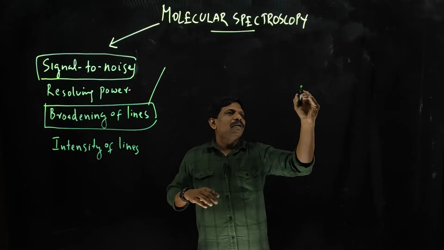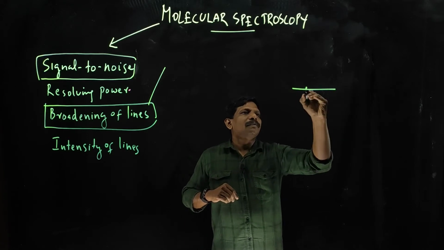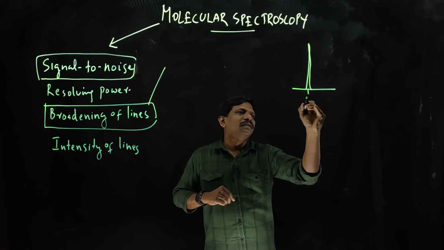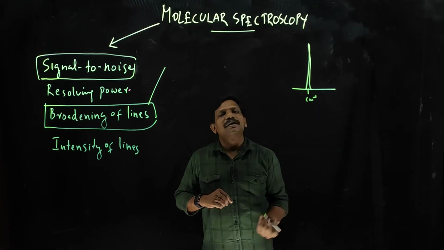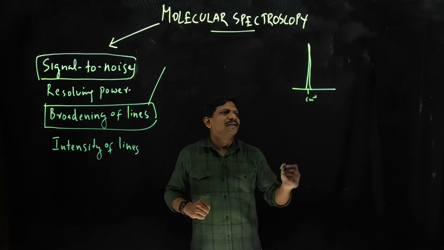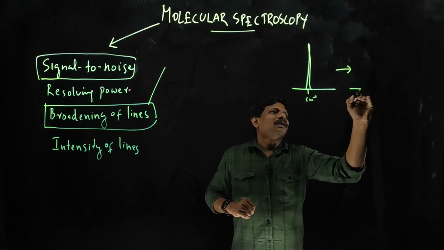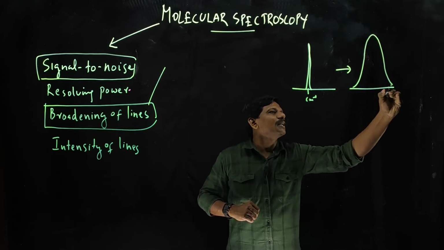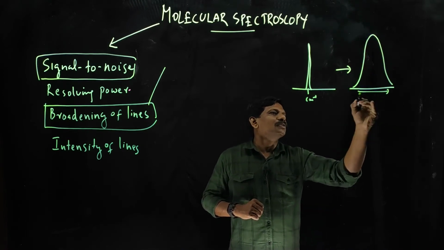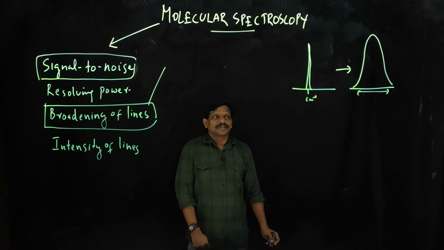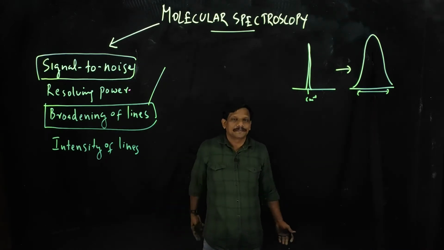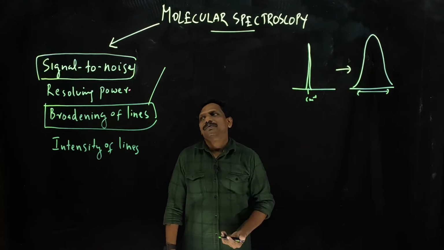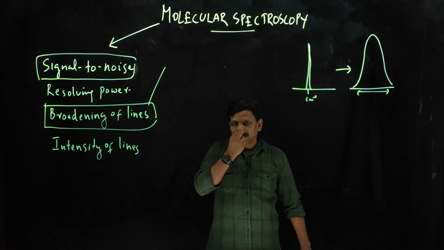Normally, as I told you, people expect very sharp lines, where you can tell this frequency in centimeter inverse. But normally the spectrum will not be like this. Sometimes it will be like this. That means here there is a huge frequency range, so there is a loss of information. This is the correct information, and this is somewhat blurred information. That is known as the broadening of spectral lines.